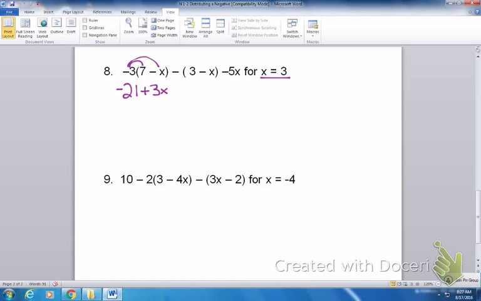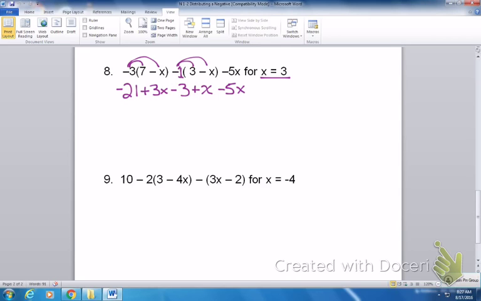Now over here I have minus in parentheses 3 minus x, and remember that 1 is sitting in front there. Negative 1 times positive 3 is minus 3. Negative 1 times negative x is plus x. Now we have that minus 5x sitting at the end. It had nothing to do with distribution, so I'm just going to bring it down to the next level. So now I have what looks kind of like a nasty equation. We want to simplify that.